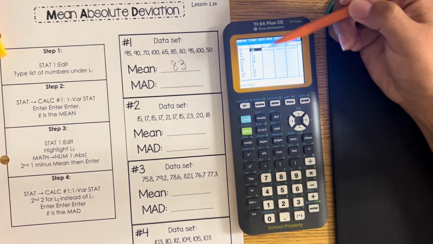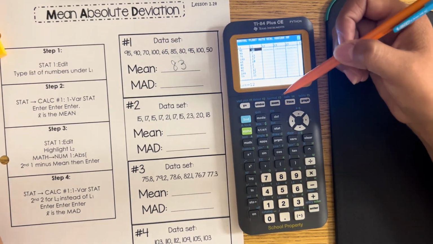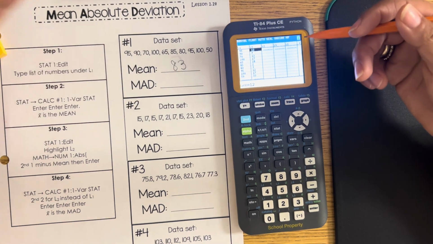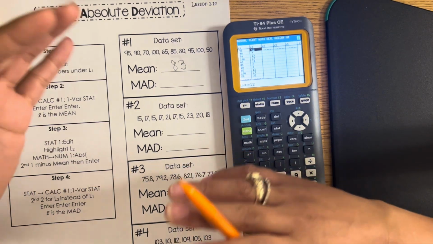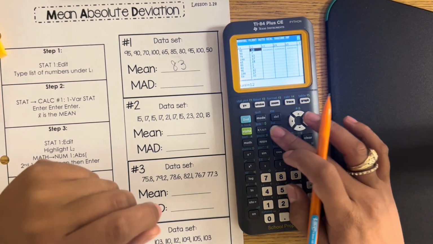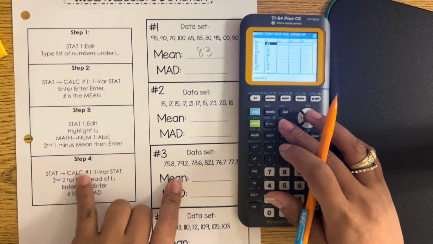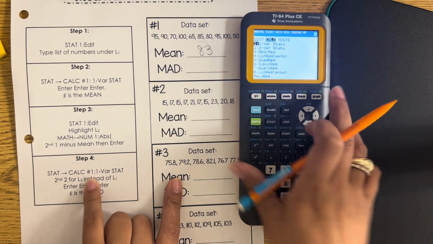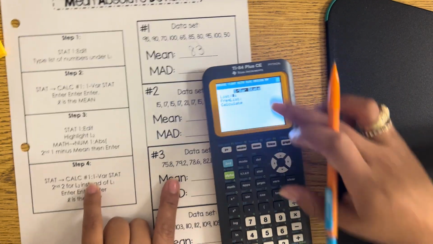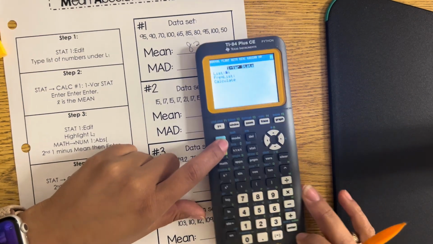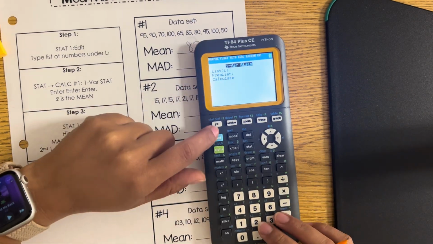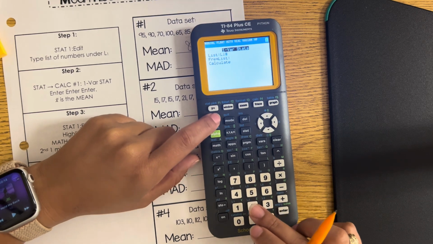Now we're going to take the average of this list. So that's the definition of mean absolute deviation, the average distance of a set of numbers from the actual mean. Fancy definition, I know. So we're going to do step 4, which is Stat, go to the right for Calc. Number 1 again, but since this is the second data set that we're looking at, we're going to change L1 to L2 by clicking second 2.